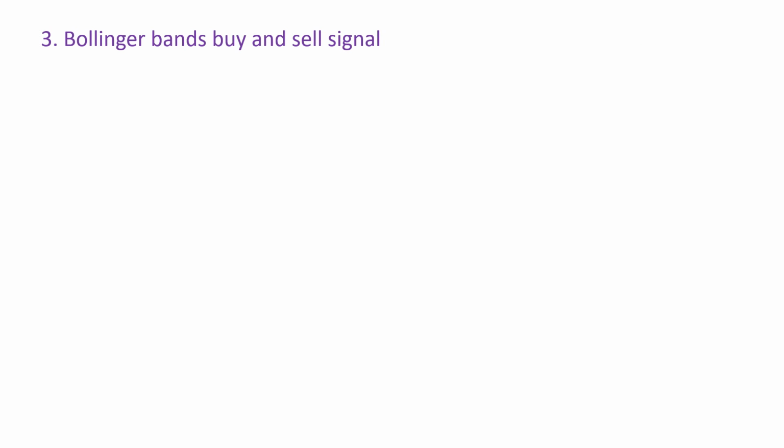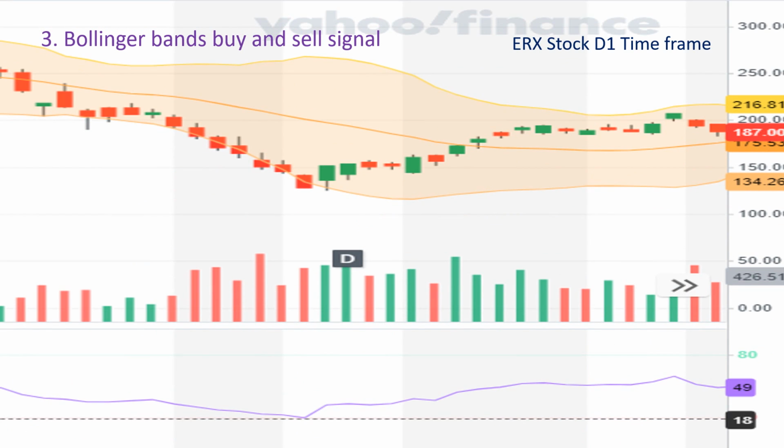The third golden trading strategy is Bollinger Band buy and sell signal. This is ERX stock, T1 time frame. I installed Bollinger Band and also RSI to check the accuracy of the Bollinger Band. Now in Bollinger Band, when the price is going downward and then exits the lower band with the bearish candle and closes outside, and then returns back inside with the bullish candle and closes inside the band, it generates a buy signal.